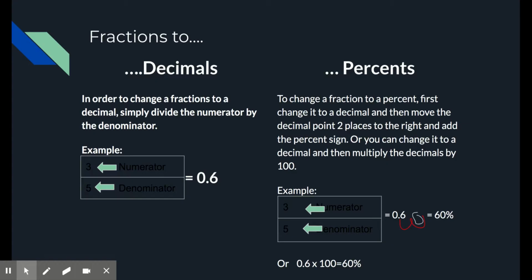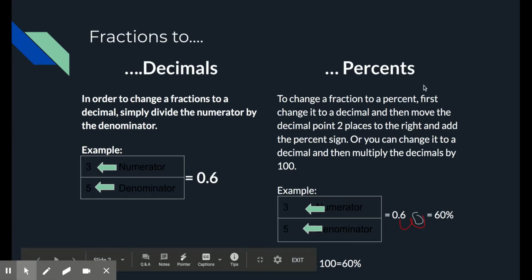So let's talk about changing a fraction to a decimal. In order to change a fraction to a decimal, you're going to divide the numerator, which is that top number right here, by the denominator, which is that bottom number. This is something you should have learned back in probably like fifth grade. So we're going to take 3 and divide it by 5, and you should get 0.6. That is all you have to do to change a fraction to a decimal.